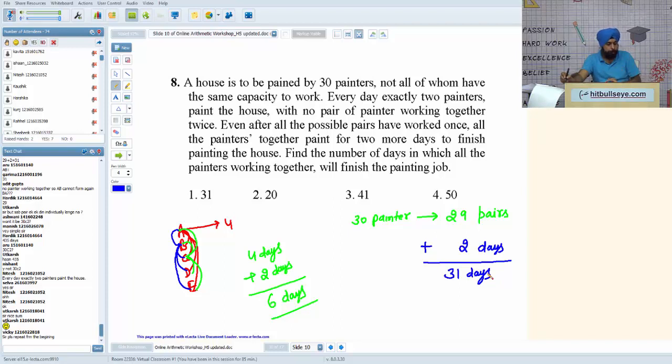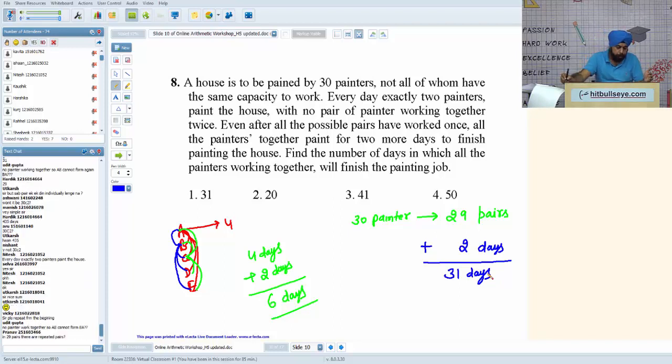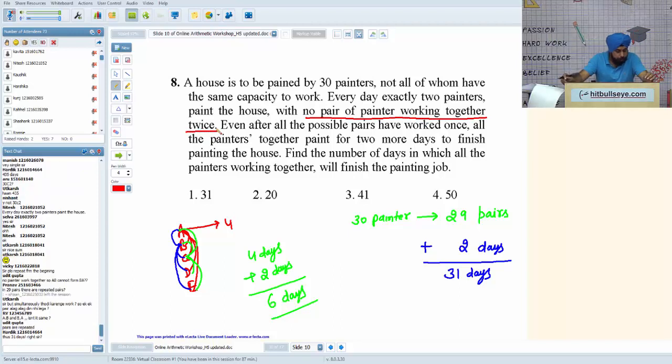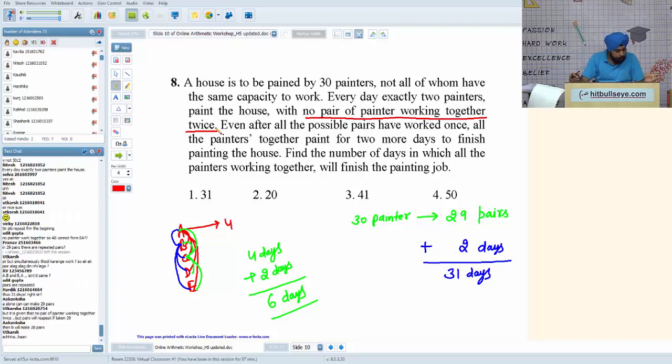Total till the end of the pairs, as some of you are applying 30C2, everybody would have worked 29 pairs. No, there are no repeated pairs. Pranav, just read it. No pair of painters working together twice. That is perfectly okay, Utkarsh, that they will not work simultaneously. But if everybody has worked for 29 days, and now if you make them work together, how many days they will take? It will be 29 only. Now, how will it repeat, Utkarsh?